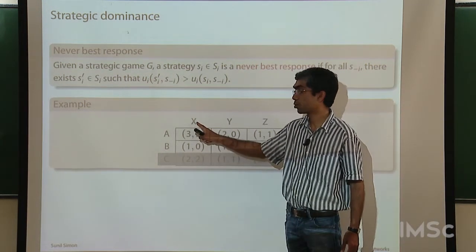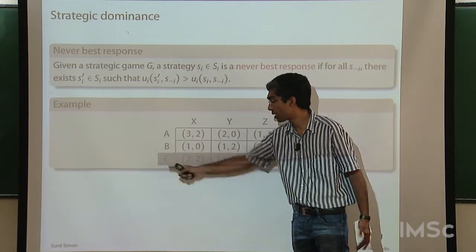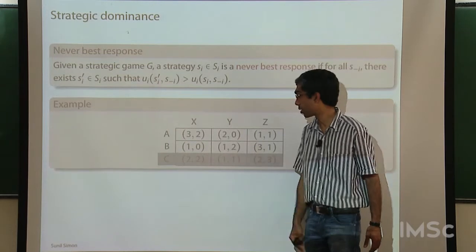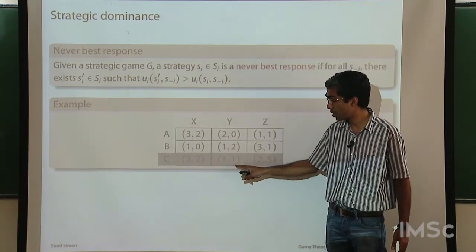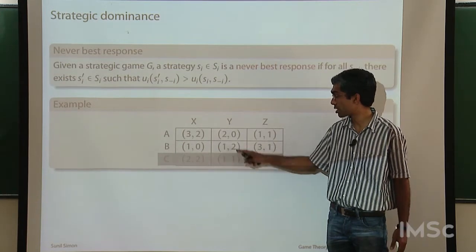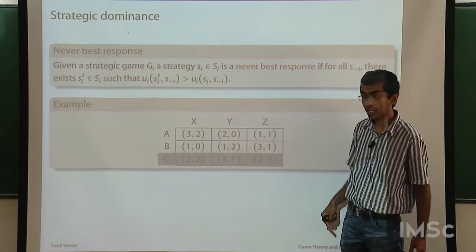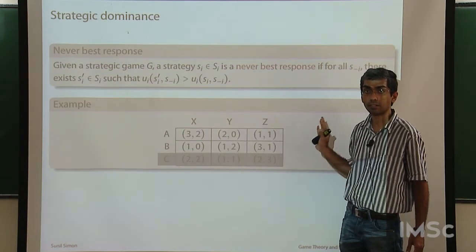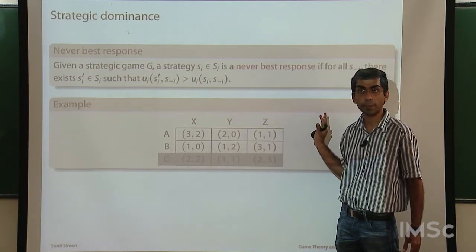So suppose player 2 plays X, okay? Does it make sense for player 1 to play C? No, because he should be playing A, right? Suppose player 2 plays Y. Does it make sense for player 1 to play C? Again, no, because he should be playing A. Suppose player 2 plays Z, then he should not play C, he should play B, right? This is the definition of never best response. So C is never a best response for player 1, okay?